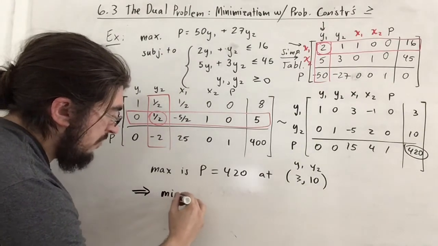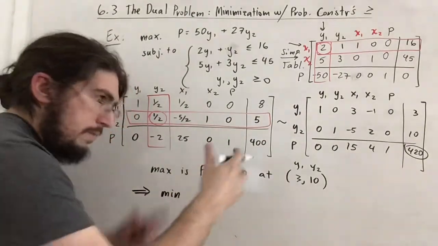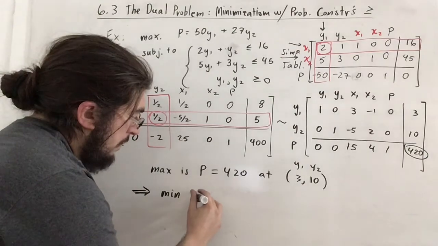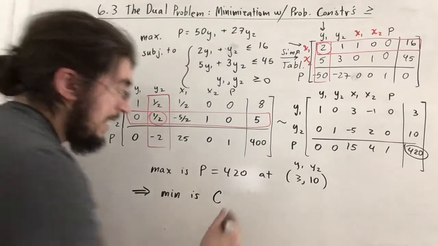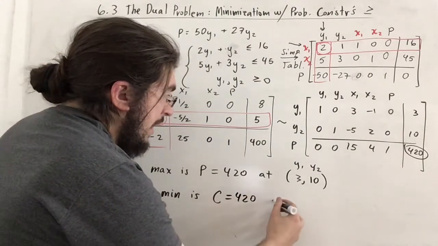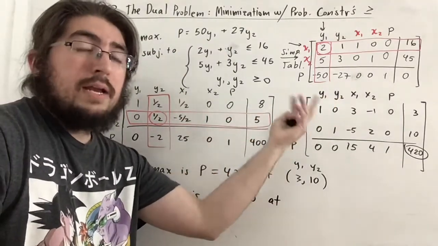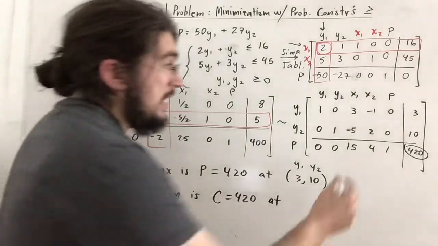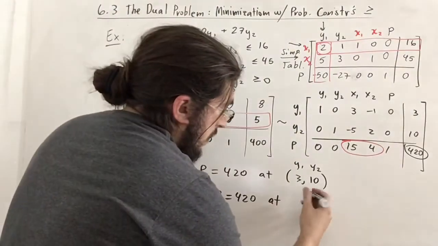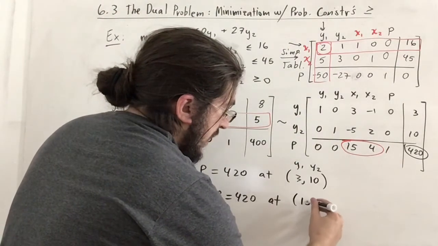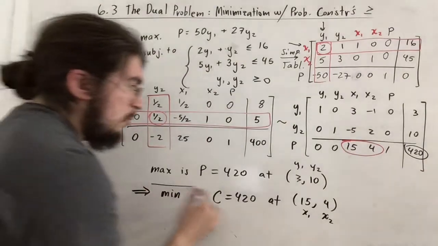is that we have a minimum for our minimization problem. Not for this problem, but for the minimization problem that we started with, I should say. Our minimum is, remember it was c, our objective function for the minimization problem, and it is also going to be 420. But it is not going to happen at this point. It's going to happen at our x1 and x2 values. That's why we had to use them as our slack variables. And our x1 and x2 values, in order that they appear, are 15 and 4. So it's going to be 15 for x1 and 4 for x2. So this really is our answer.